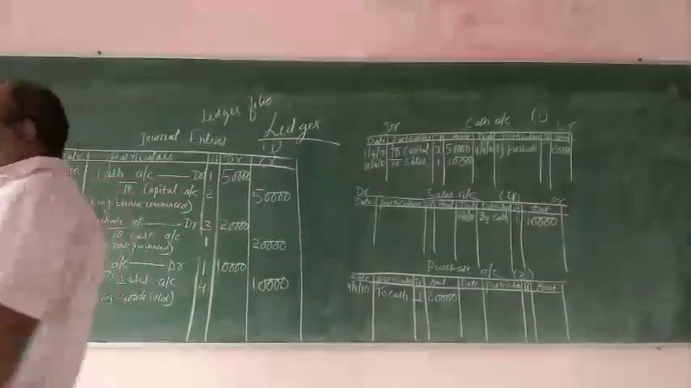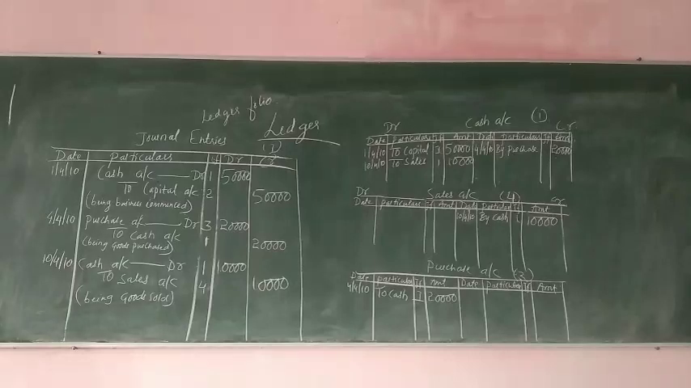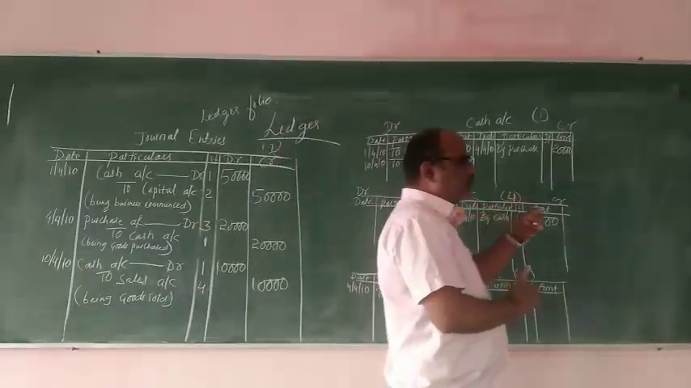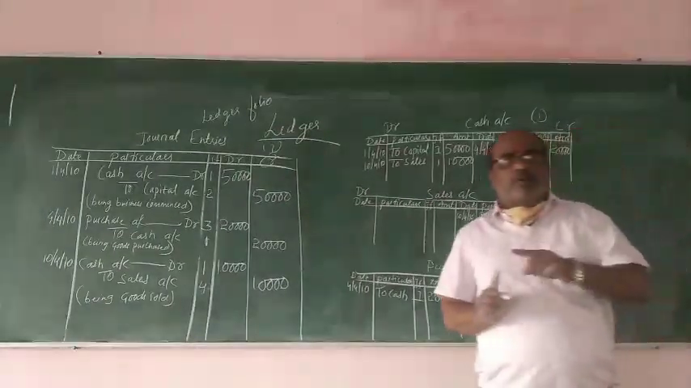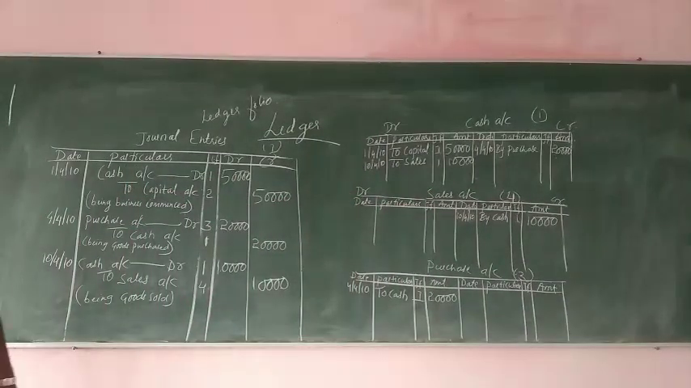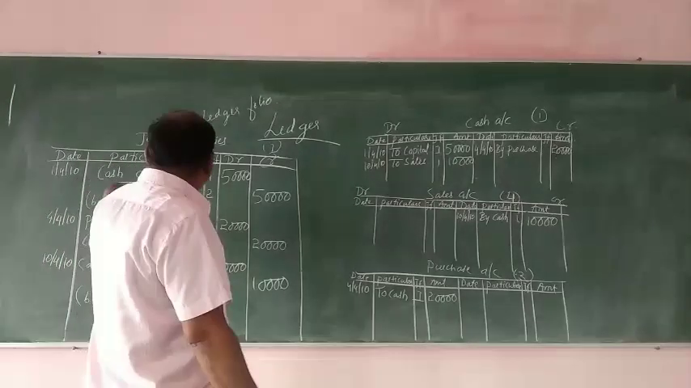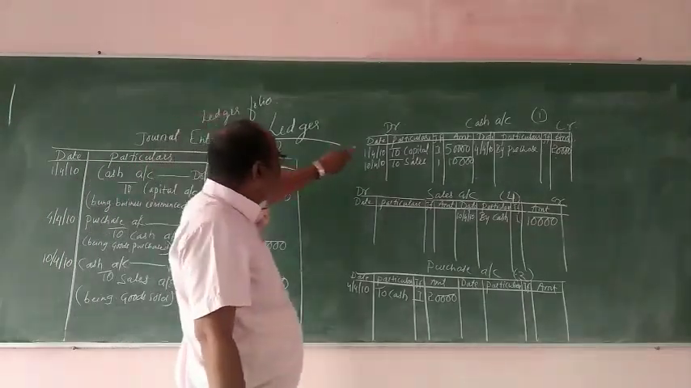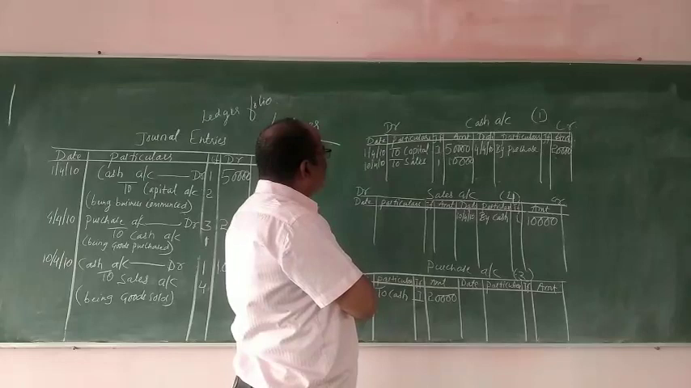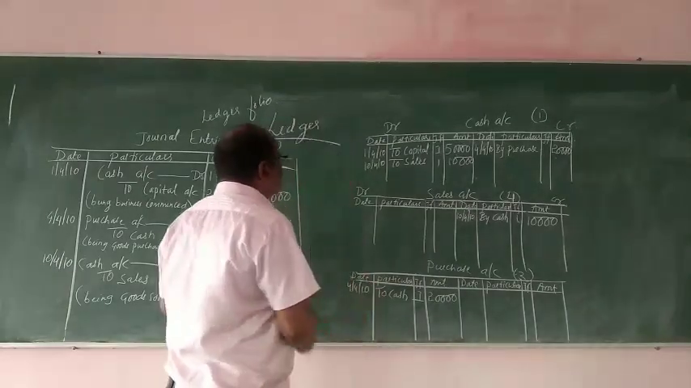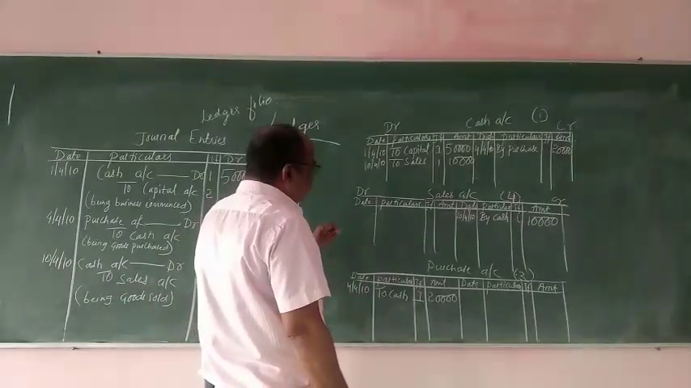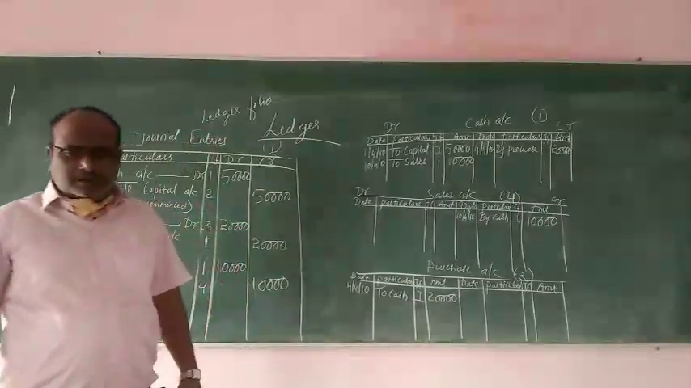Hope you are understanding how to pass the journal entries and later how to post the journal entry to the ledger. The process of transferring the journal entry into the ledger is called ledger posting. So what I have done is transfer the journal entry to the ledger. I have opened a separate ledger page for each account. Now let us see a few more examples and related transactions and try to understand this in detail.